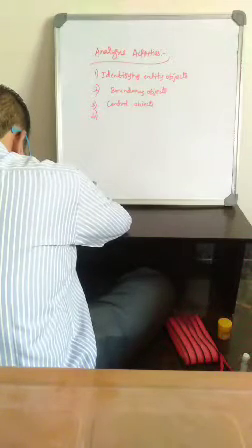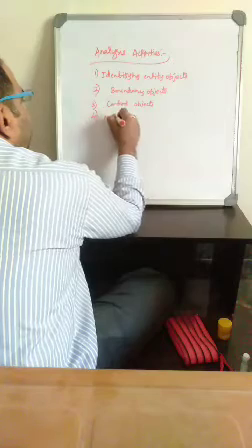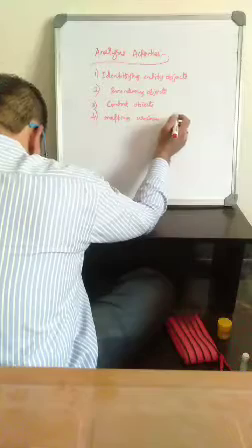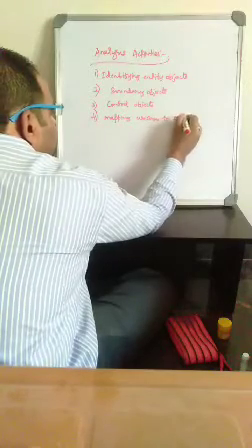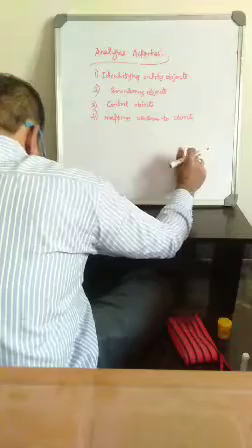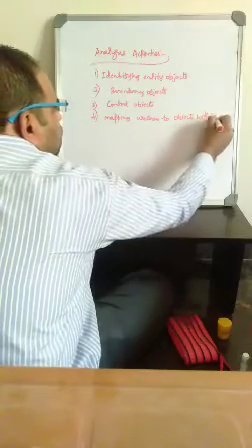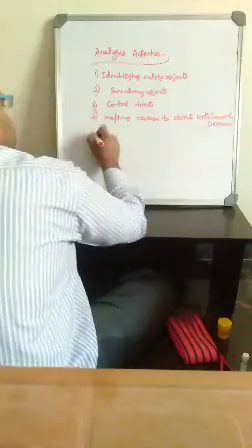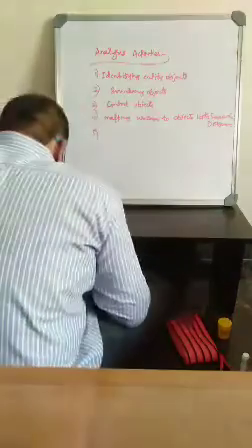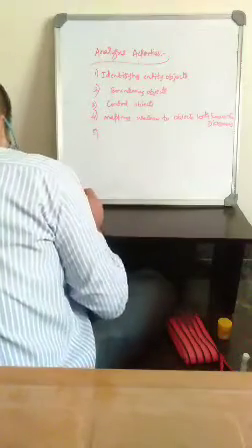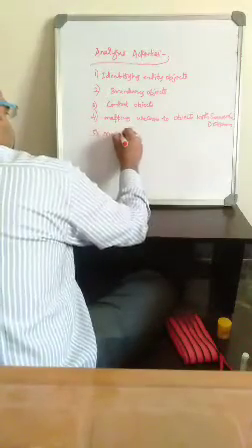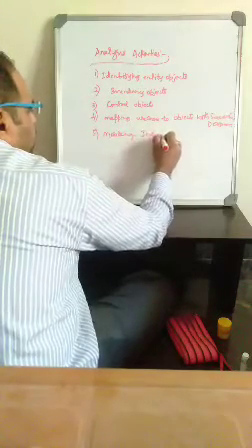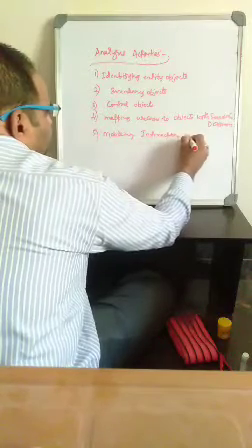Next, we have to go with mapping use cases to objects with sequence diagram. This is the fourth activity. Next, the fifth one, mapping. So mapping use cases, how exactly we can map the use cases. Next is modeling interactions among objects.